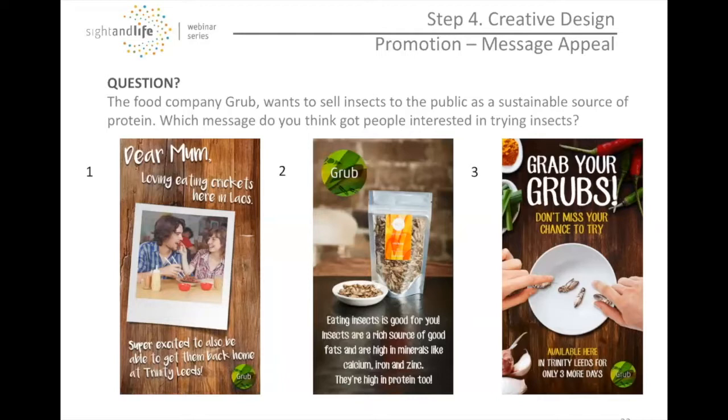In nutrition, we often default to using rational message appeals, like message number 2. But it is really important to try different types of messages with your audience and include emotional appeals as well, like message number 1 and 3, because we know from research that these usually have a higher appeal. In this case, actually, it was message number 3 that attracted the most customers to try the insects, followed by message number 2, both of which contain emotional appeals.